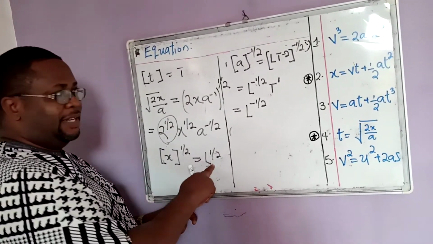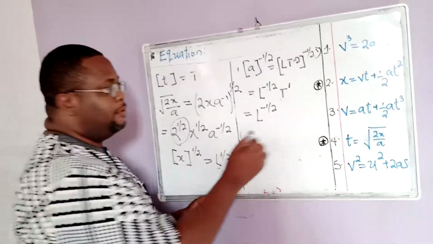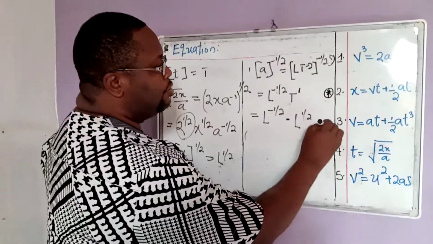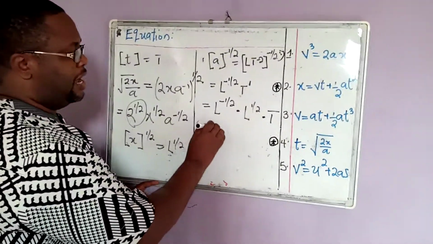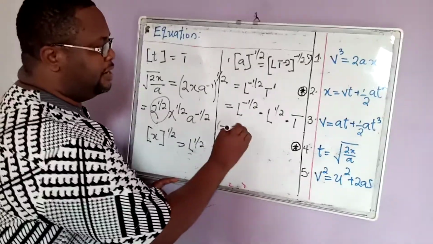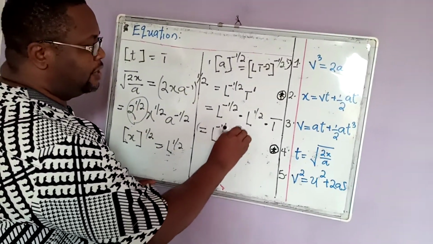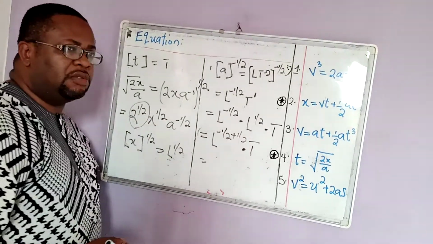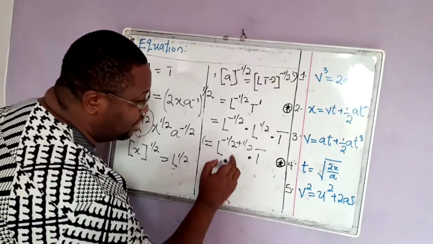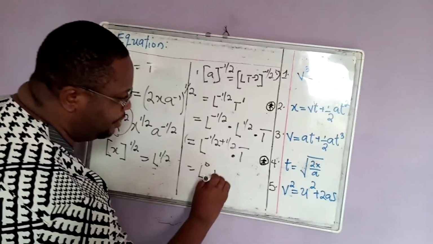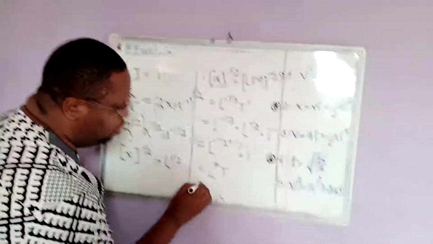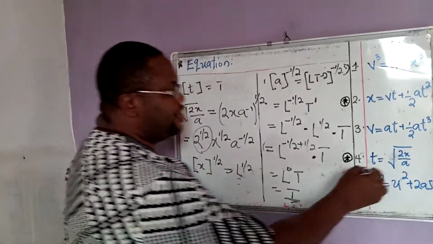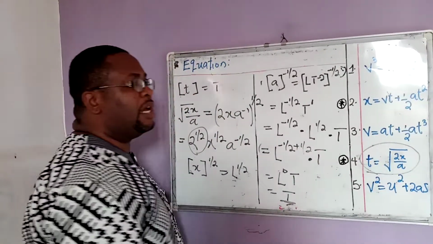Of course, you notice that there is L to the power half multiplied by L to the power minus half, multiplied by this T to the power 1. By indices, we combine these two to get minus half plus half, multiplied by T. And minus half plus half is going to give me 0. So I have L to the power 0 times T, and L to the power 0 gives me 1, which gives me T. So you see that this equation is dimensionally correct.